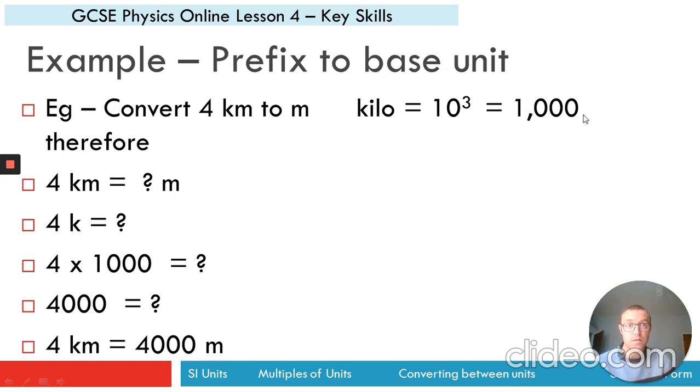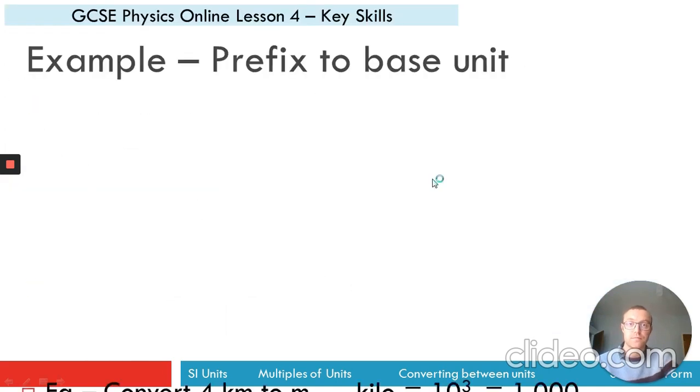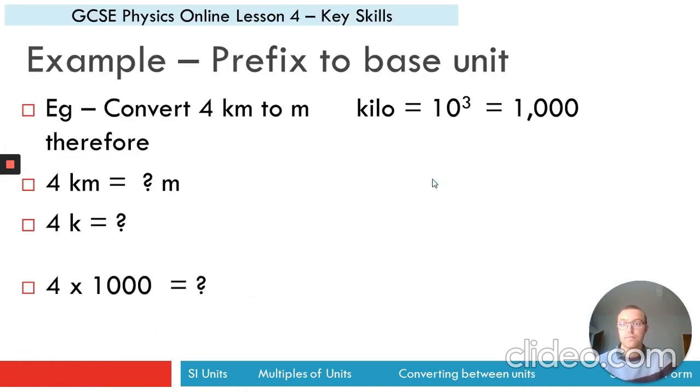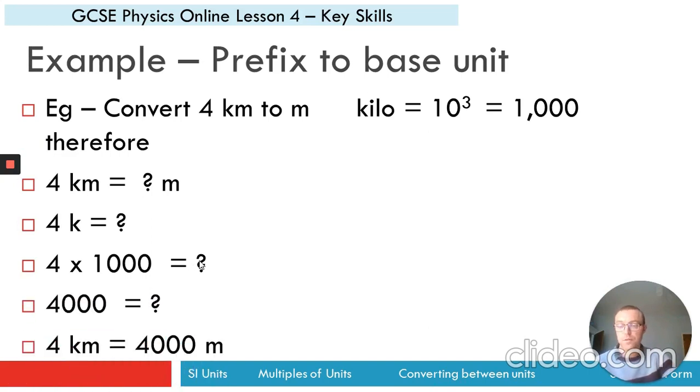You simply go back to our table, we simply use the meaning column of our table. So kilo is 1,000. So 4 multiplied by 1,000 equals how many metres it is. 4 kilometres is equal to 4,000 metres.